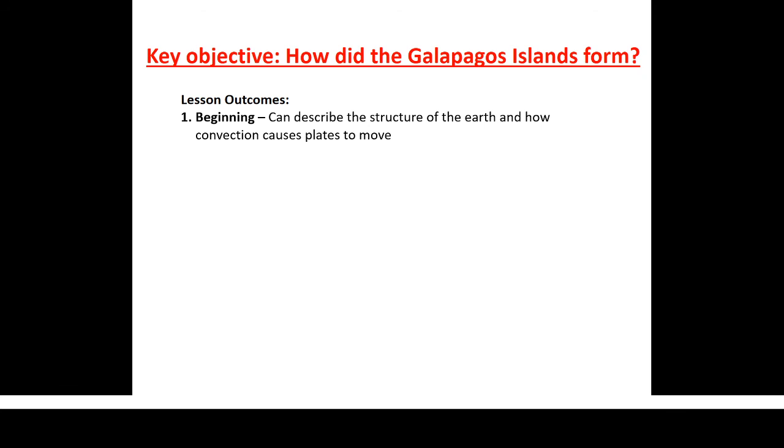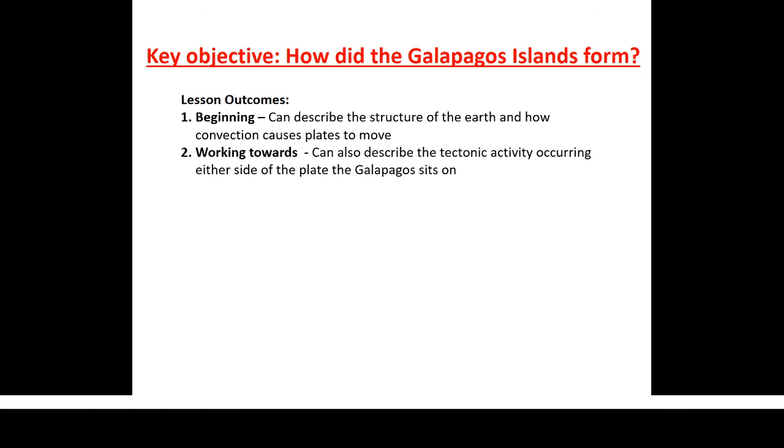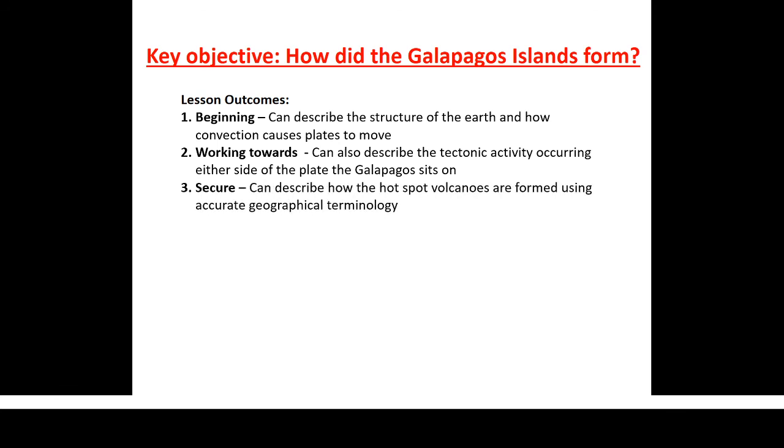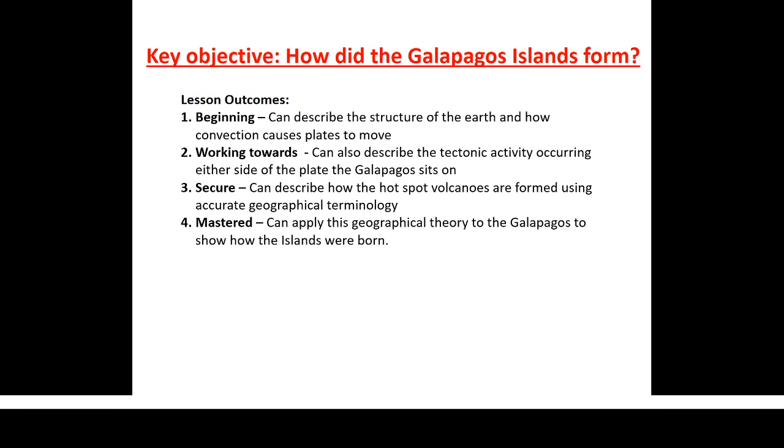Can you now describe the structure of the Earth and how convection currents cause plates to move? Hopefully you can. Can you also describe the tectonic activity occurring either side? So can you describe the destructive boundary and the constructive boundary? It may have taken some time to refresh your memory, but hopefully that's all coming back to you. But now can you explain how hotspot volcanoes are formed using accurate geographical terminology? And does your storyboard actually link that theory directly to the Galapagos Islands?